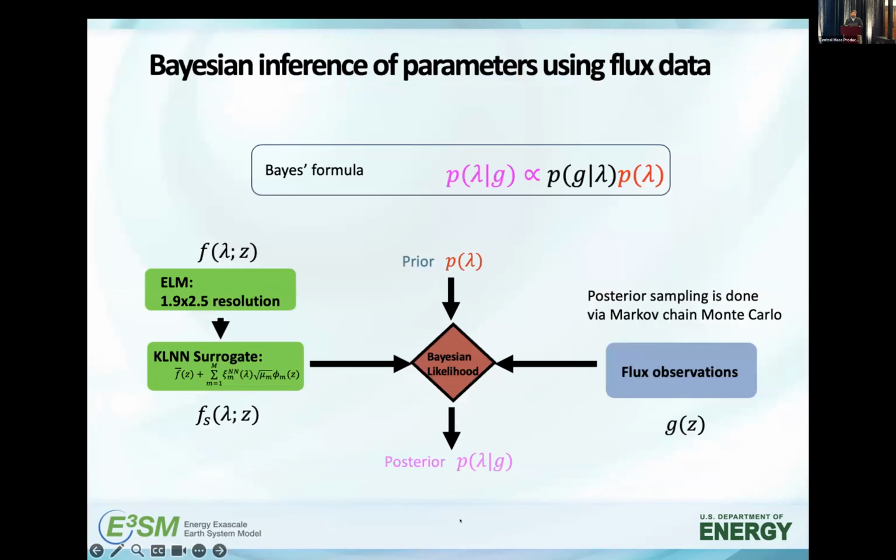All right, and so now we can start to think about model calibration. And so we have our ELM simulations that we've trained this, what we're calling KLNN, or the Karhunen-Loève neural network surrogate that's been trained on those outputs, and applying Markov chain Monte Carlo to do posterior sampling on that using the Bayesian likelihood function. And we can use the flux observations as constraints. So we're trying to minimize the difference between the models and the observations.